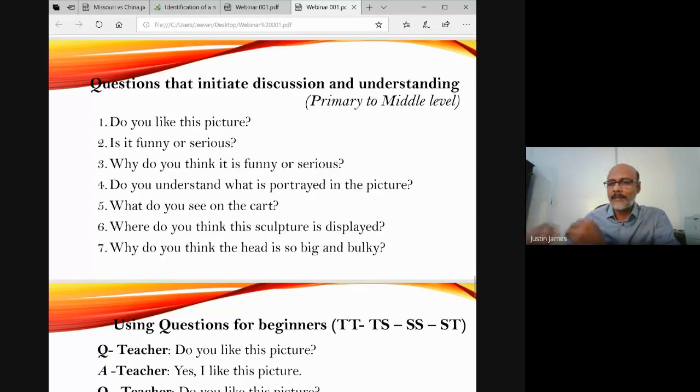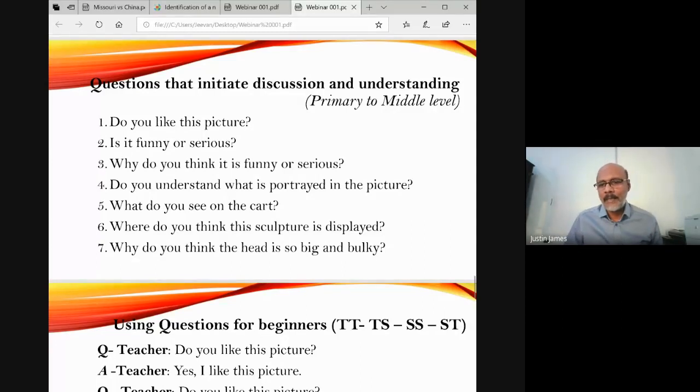Next question. You are slowly increasing the level of difficulty. The next one is, do you understand what is portrayed in the picture? If students don't understand, you can do a little bit of scaffolding and give them clues to understand that, provide needed vocabulary help, or you can use one or two sentences, or ask other students to explain in the class.